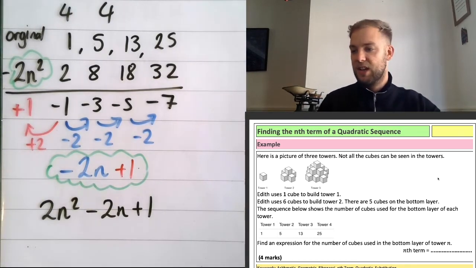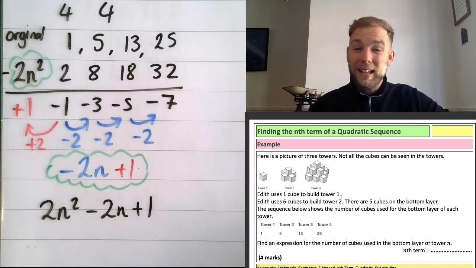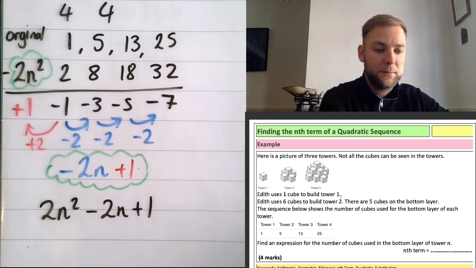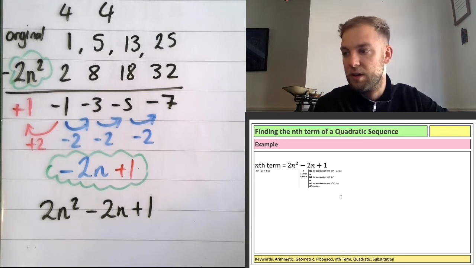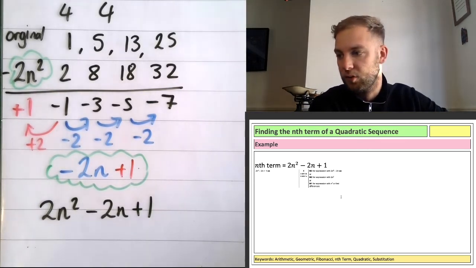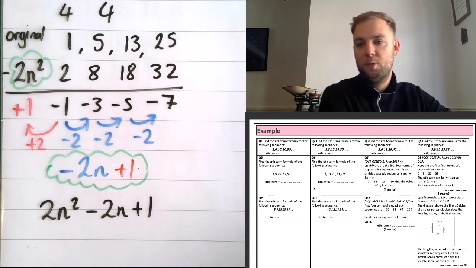Super. Let's check that. 4 marks. That's come up on a past paper. In fact, that actually came up on a very recent past paper. So that one there is 2n squared minus 2n plus 1. Absolutely super. 4 marks.